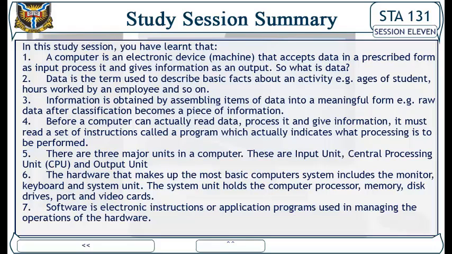6. The hardware that makes up the most basic computer system includes the monitor, keyboard, and system unit. The system unit holds the computer processor, memory, disk drives, port, and video cards. 7. Software is electronic instructions or application programs used in managing the operations of the hardware.